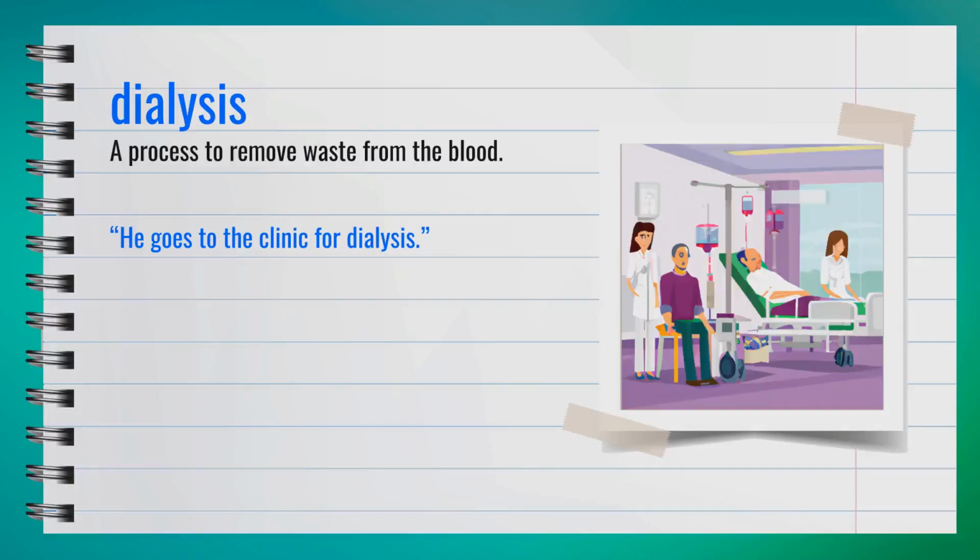The word dialysis is a noun. It is spelled D-I-A-L-Y-S-I-S. Dialysis is a process to remove waste from the blood. The correct pronunciation is dialysis. For example, he goes to the clinic for dialysis. Synonyms include blood purification or renal treatment. In summary, dialysis is a medical procedure that helps clean the blood for individuals with kidney problems.